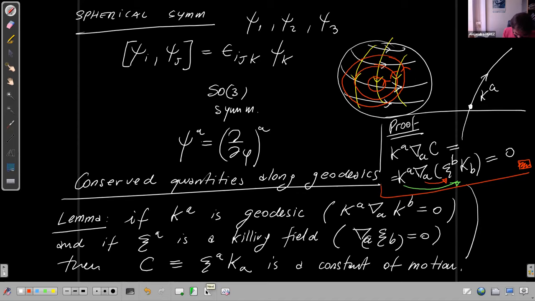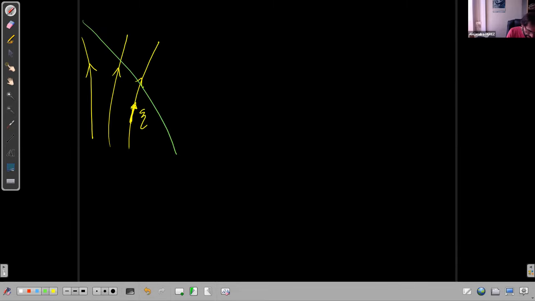Okay, so when we have isometries, if there are directions in space-time along which the metric is Lie dragged, then for each one of these isometries we have a conserved quantity when we consider geodesic motion. So you have a geodesic with tangent vector K^a.